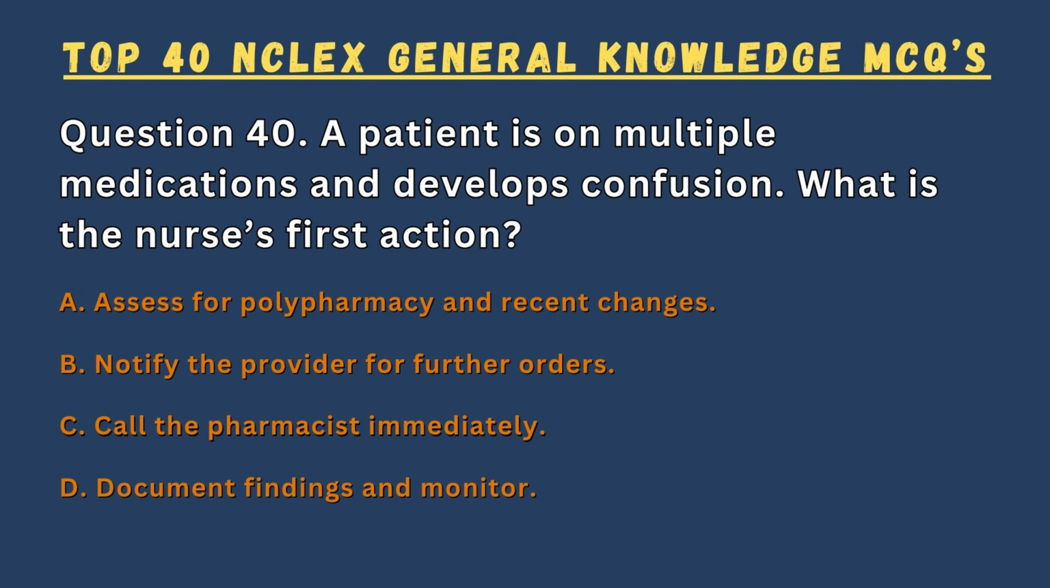Question 40. A patient is on multiple medications and develops confusion. What is the nurse's first action? A. Assess for polypharmacy and recent changes. B. Notify the provider for further orders. C. Call the pharmacist immediately. D. Document findings and monitor.